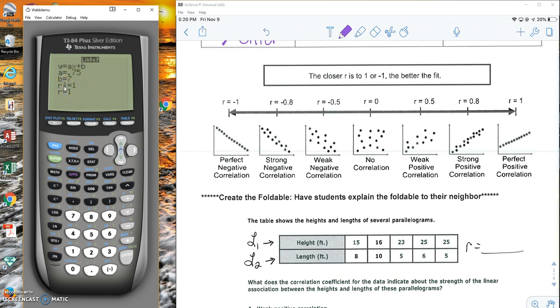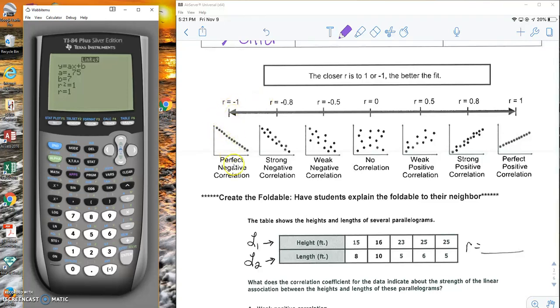We're still going to do Stat Calc 4, but this time it's going to give us a little bit more info. So this R value is what we're looking at, not R squared, but R. The closer R is to 1 or -1, the better the fit. Positive or negative doesn't matter, it's 1. So think about 1 as in like 100%. Everything fits perfectly. So we have a scale here.